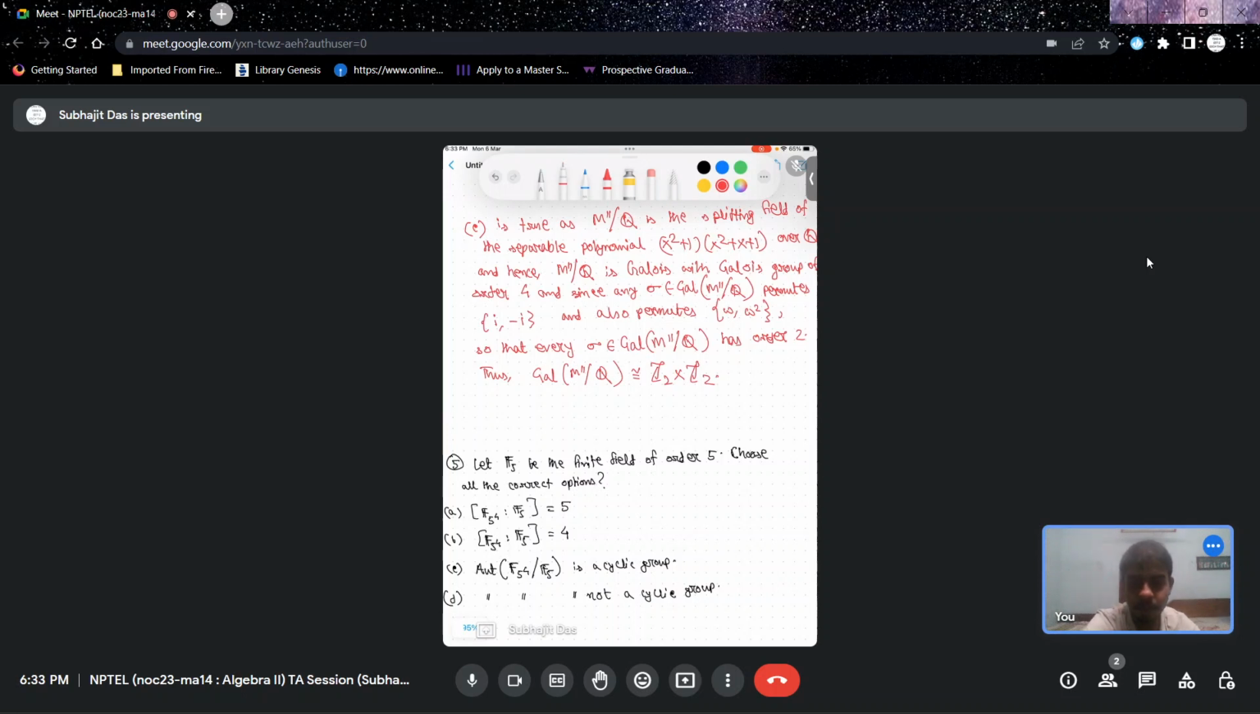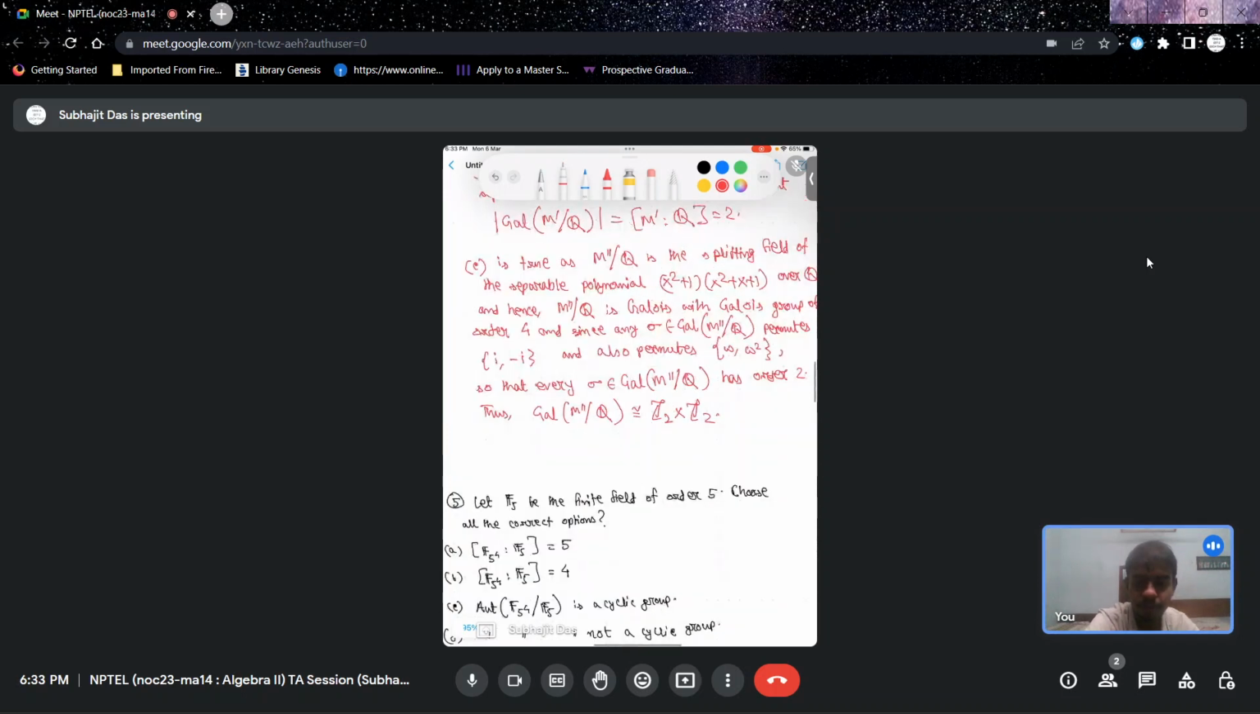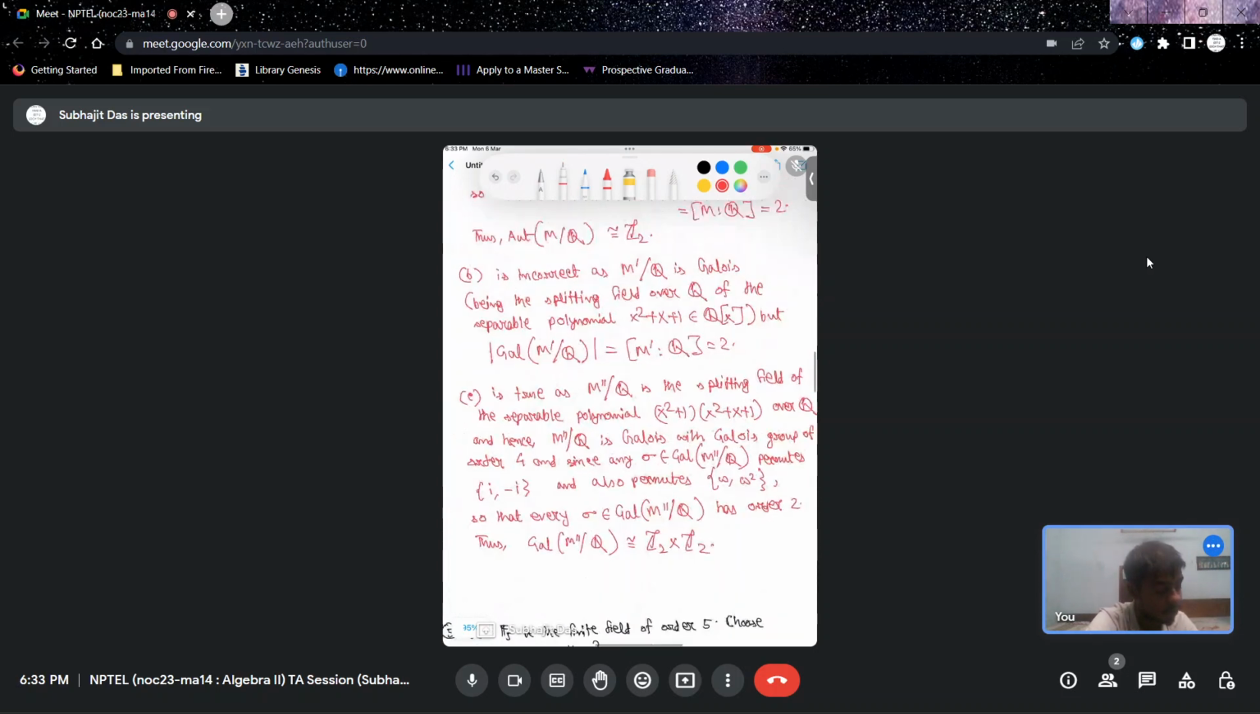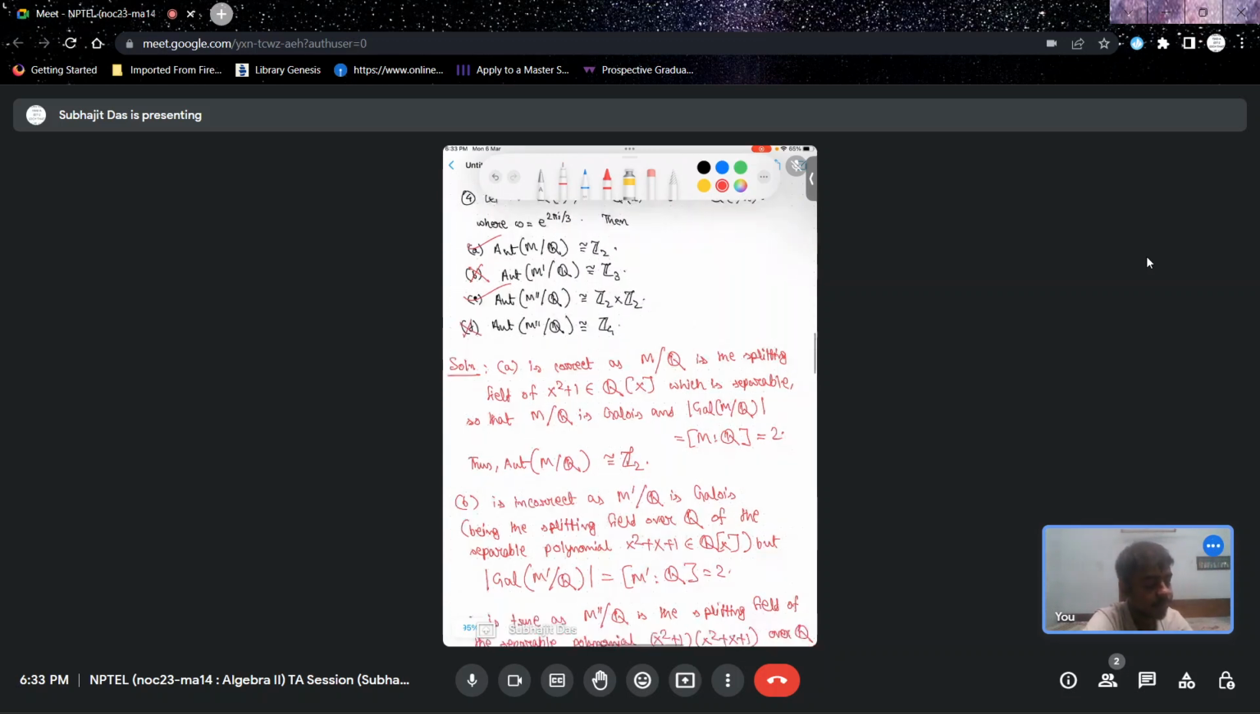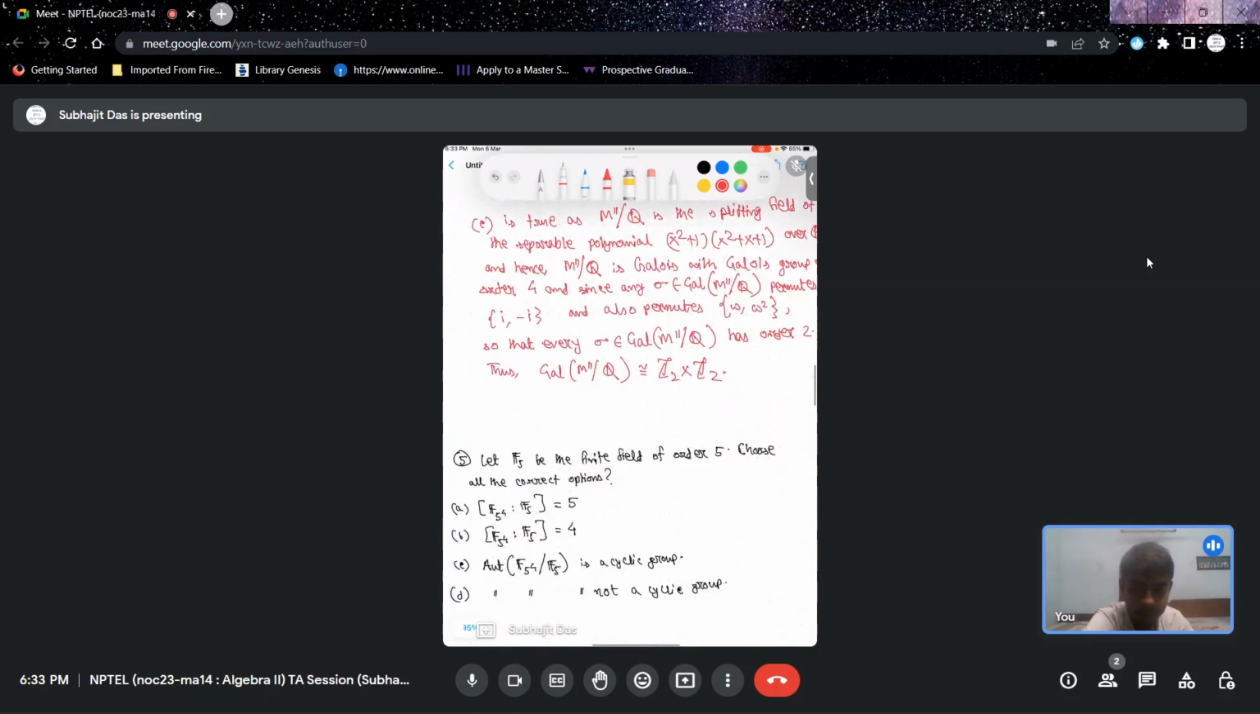Every element has order 2, which means that since it's a group of order 4, there are two possibilities, either Z2 cross Z2 or Z4, but Z4 can't be the case, which means that the group is isomorphic to Z2 cross Z2. So option A is correct, certainly. Option B is incorrect, as we saw. Option C is correct, and therefore option D is incorrect. So let's move on to the next problem.